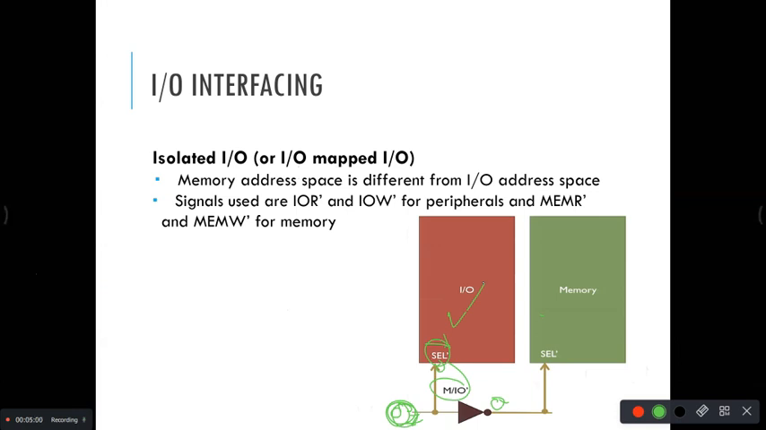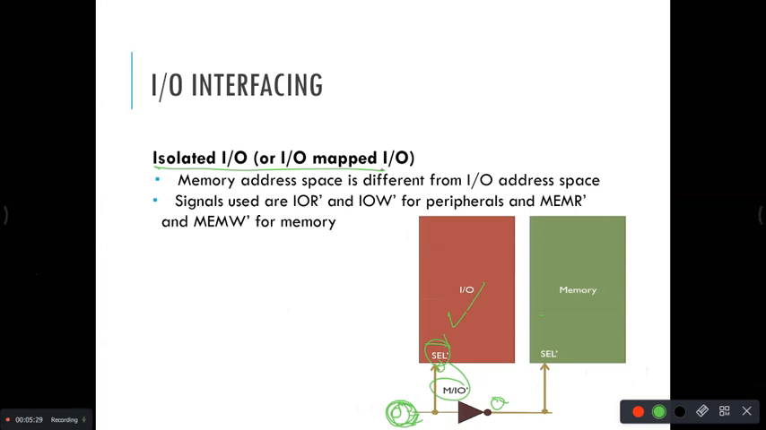This is the purpose of having the memory/I/O bar. In isolated I/O, we use this whenever we communicate with the I/O devices. This is a direct connection to the I/O device. This is called I/O mapped I/O, or isolated I/O.